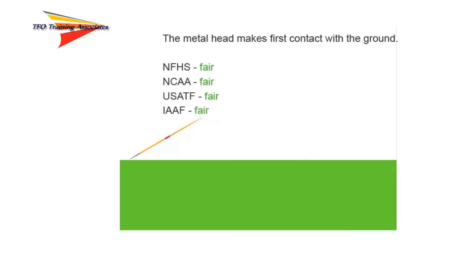In this third scenario, the javelin follows a normal flight path and lands point first. This is a valid throw in all jurisdictions, and would be measured from the point where the metal head first makes contact with the ground. It is important to note that there is no requirement that the javelin stick in the ground, nor that it break ground. It must merely land with the metal head first.